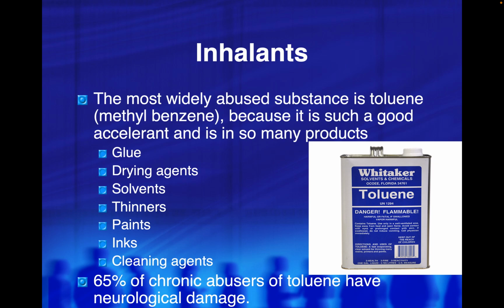65% of all the chronic abusers of toluene have neurological damage. This is a permanent situation. So what you are doing is destroying your neurons, especially in your brain, but especially in your cerebellum, where it gives you poor coordination.